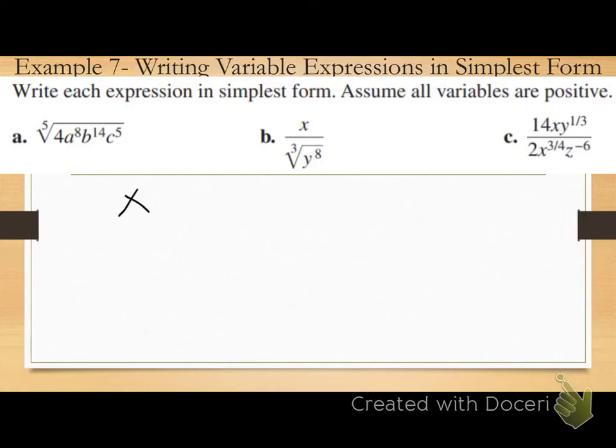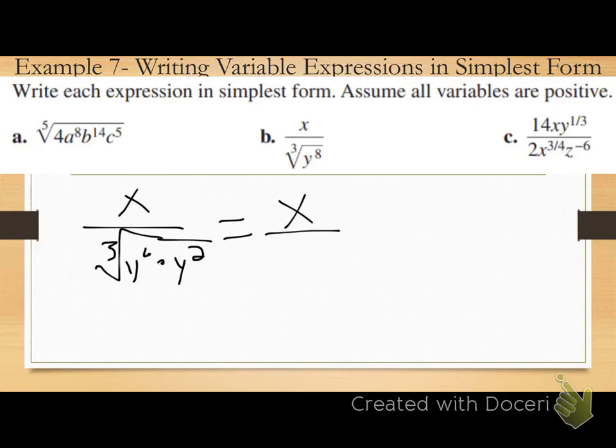What can I simplify it down into? Y to the 6 and, oops, not 6. Y to the 6 times y squared. What's the cube root of y to the 6th? Y squared. Y squared times the cube root of y squared. Does everyone see that? I still have a radical in my denominator though, right? What do I multiply by?